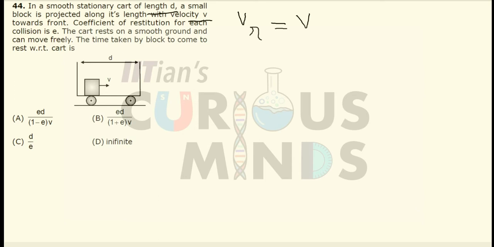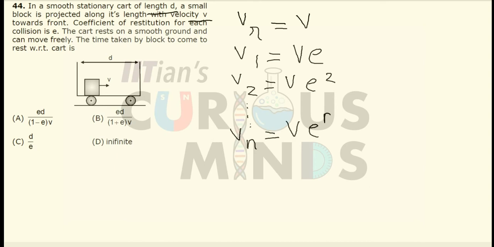After the first collision the velocity will be equal to v into e, where e is the coefficient of restitution. If I calculate v2, it will be equal to v into e, which will be v e square. So for n number of collisions, after n collisions the velocity will be equal to v e raised to n.